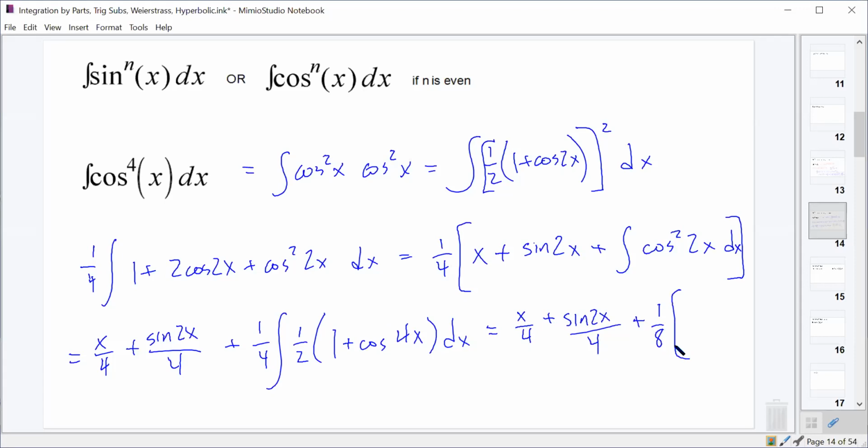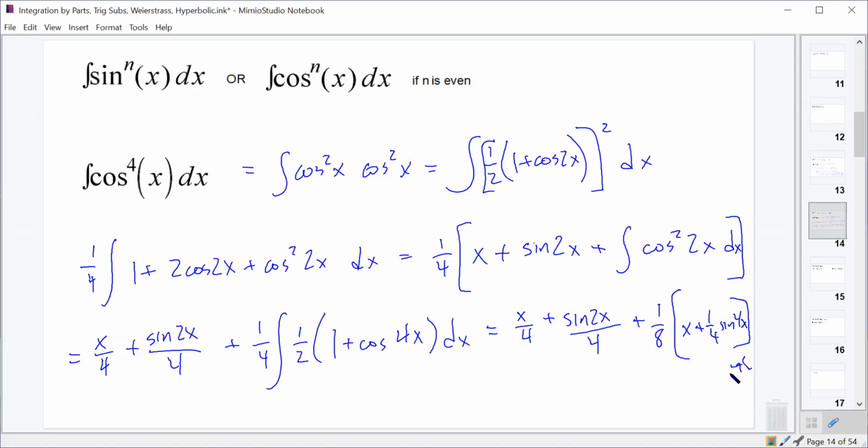So we have 1/8, pull the 1/2 out, and then the 1 is just an x, and then the cosine of 4x becomes what? What's the integral of cosine of 4x? Should be 1/4 sine 4x. And I'm out of room there. I should have a plus c down there.